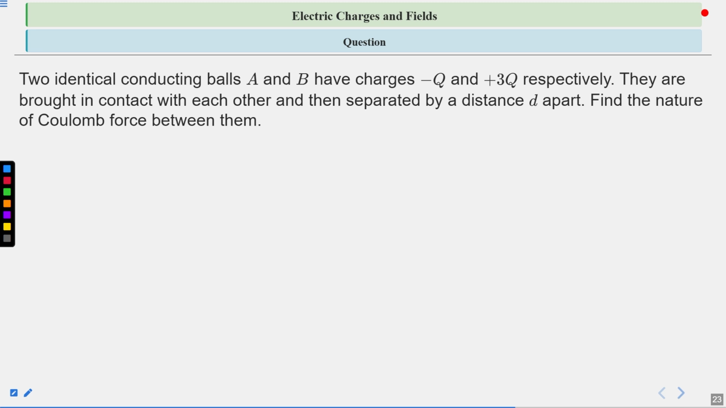Two identical conducting balls A and B have charges minus q and plus 3q respectively. They are brought in contact with each other, then separated by a distance d apart. Find the nature of the Coulomb's force between them. So here you have to find out the nature of the Coulomb's force between the charges. Think about this question.